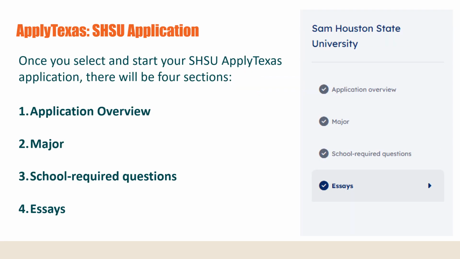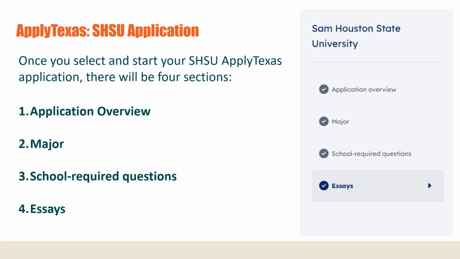Now that you have selected the SHSU ApplyTexas application, there are going to be 4 sections. First is Application Overview. This section contains general information and may contain information that is not applicable to your program. There are no action items here, you only need to click Next. Second is Major. You will choose a major. If the major you are looking for is not there, it may not be offered for that term or the deadline may have passed. Third is School Required Questions.